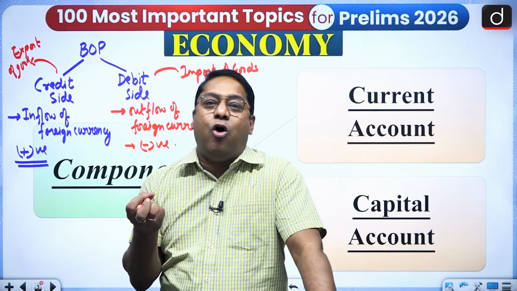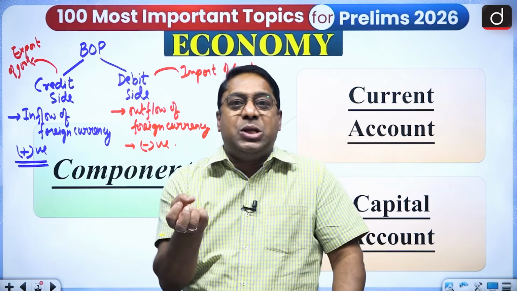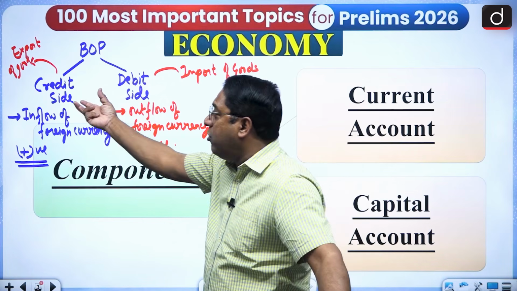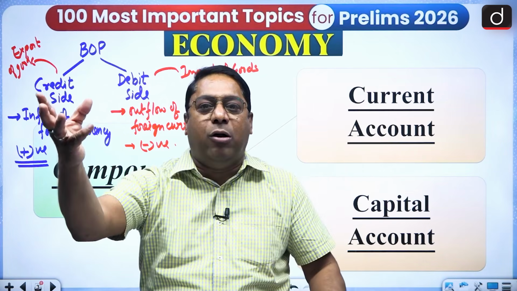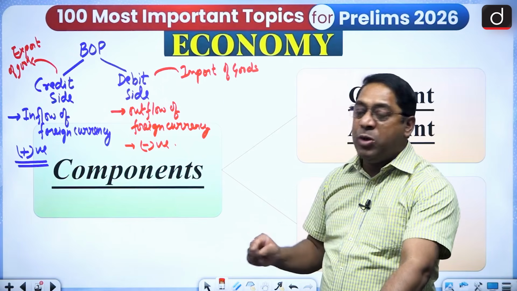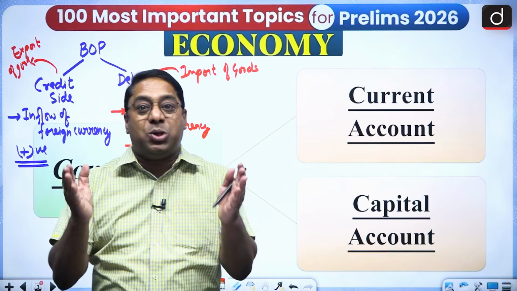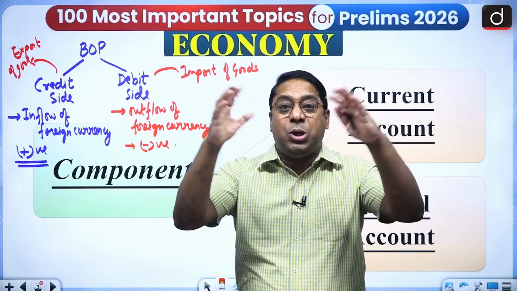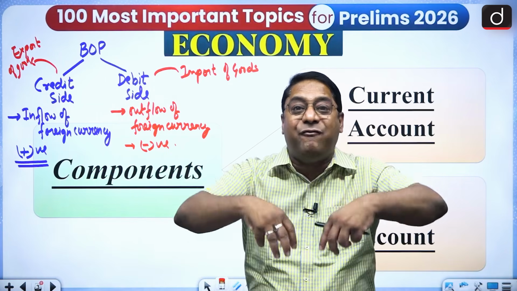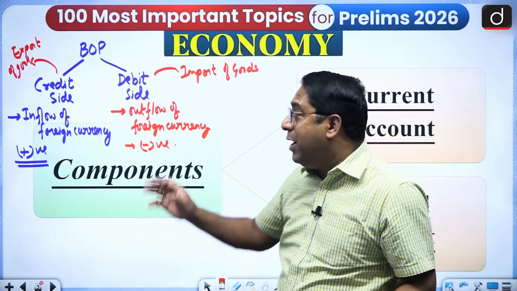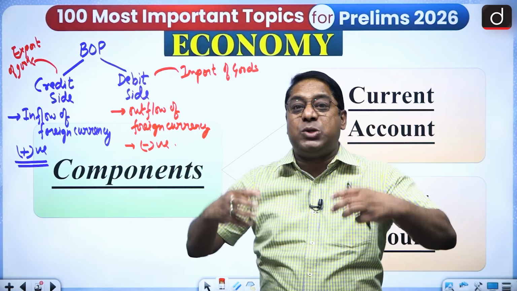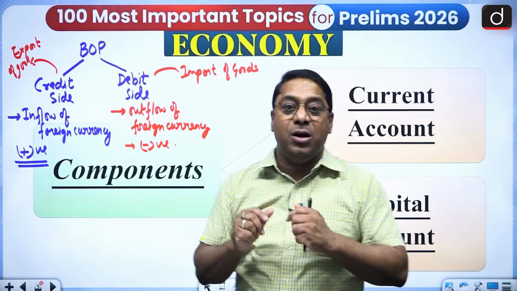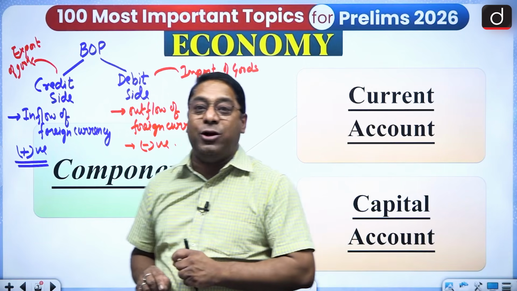Whenever there is an inflow of foreign currency, here I will say dollars, it is recorded on the credit side. Whenever there is an outflow of dollars, it is recorded on the debit side. Always remember, the credit side is regarded as the positive side because there is inflow of foreign currency. As such, your foreign reserves are getting foreign currency into them. And when there is outflow of foreign currency, that means from your country the foreign currency is going abroad, to the rest of the world, so it will be regarded as the negative side of the BOP.